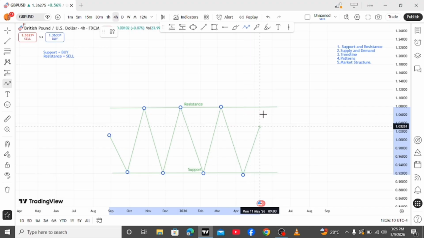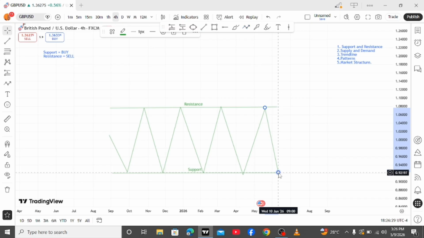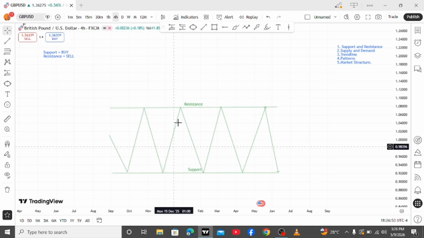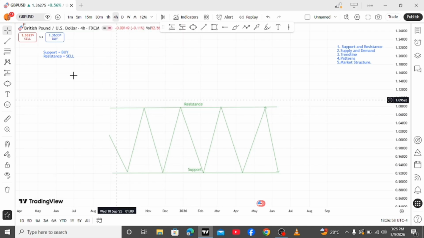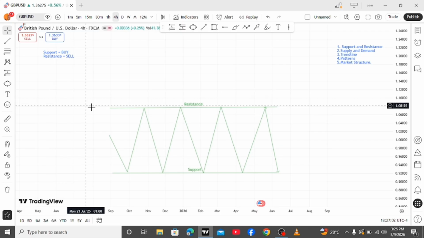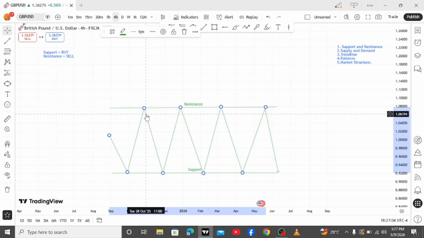Support, buy; resistance, sell. And when the market goes down to our support again, we buy, and so on. The market goes up to your resistance, you sell. Then it comes back to your support, you buy, goes to your resistance, you sell. So when it comes to support and resistance, this is what we should think about: at support, we buy, and at resistance, we sell.